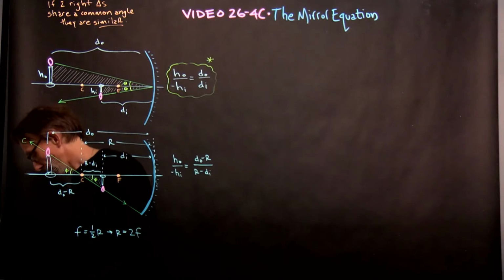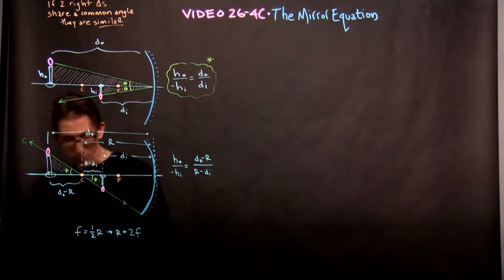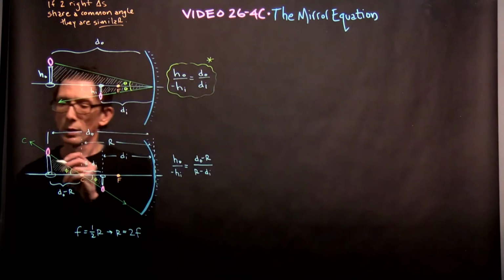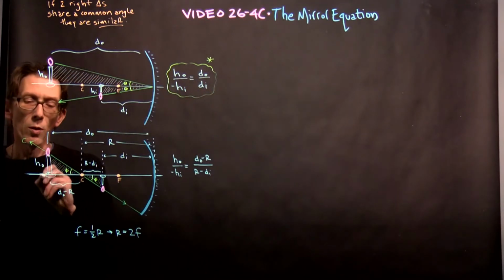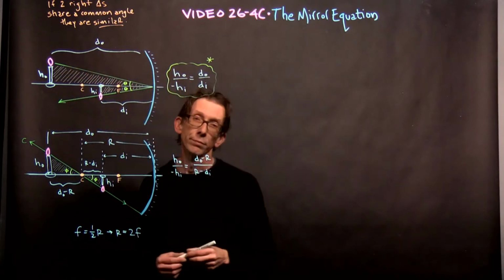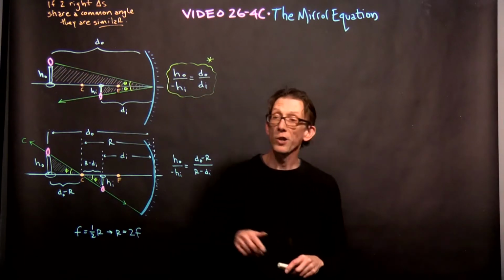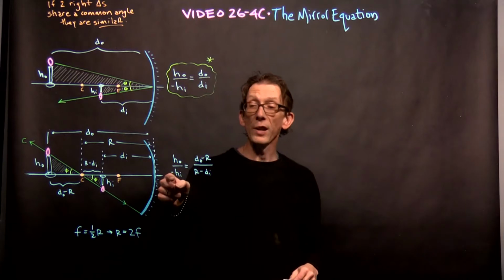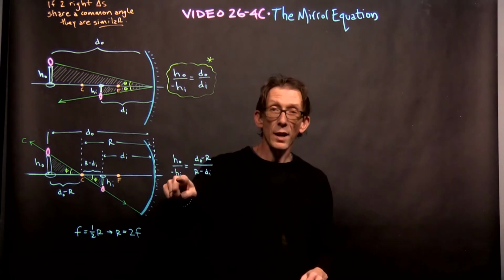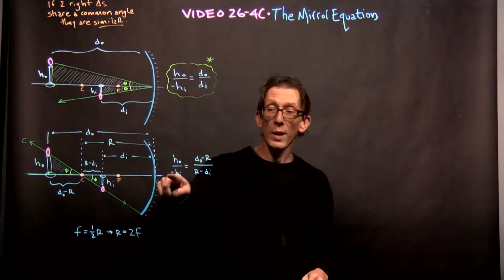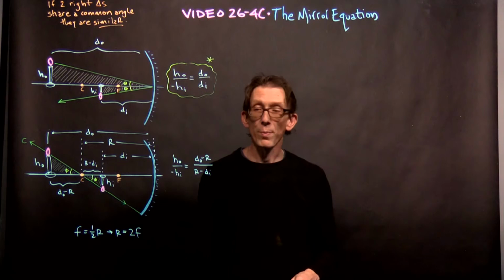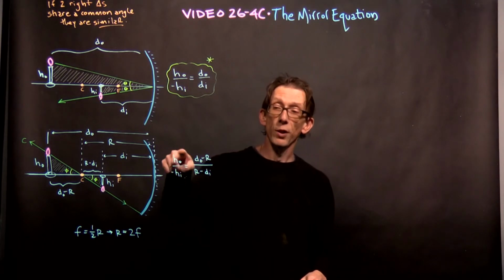And remember, here's our HO, object height, and HI, image height. Again, negative. So the ratio HO over negative HI is itself positive, because HI is an intrinsically negative number. Negative times a negative on the bottom gives you a positive. HO is positive, so this is a positive ratio.